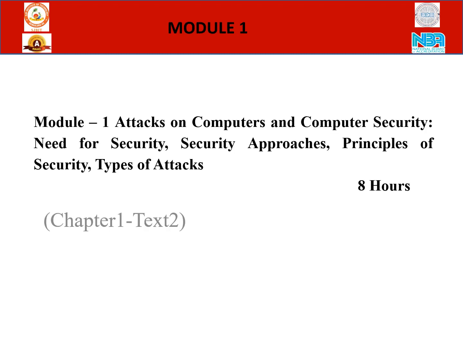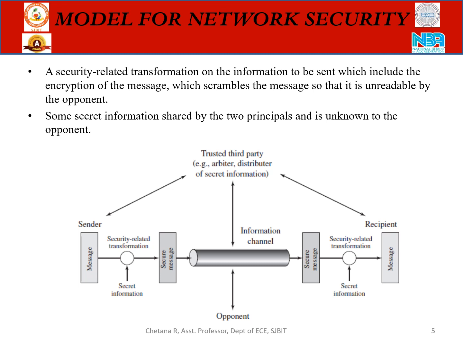So now we begin with the topics. Attacks on computer and computer security, beginning with the topic called need for security, followed by security approaches, principles of security, and types of attacks, and this is referenced with respect to the second textbook, that is Atul Kahate. So this is the model for network security, a security related information. So this is the model. If you check here, you have the sender. So this is the transmitter and this is the receiver.